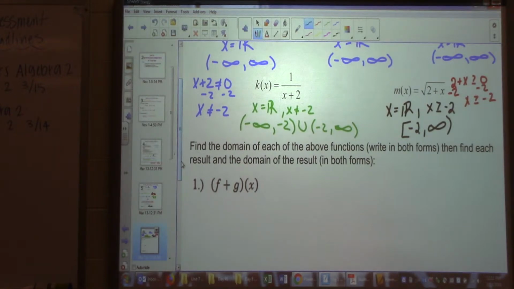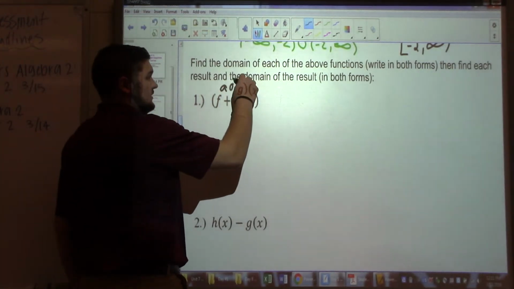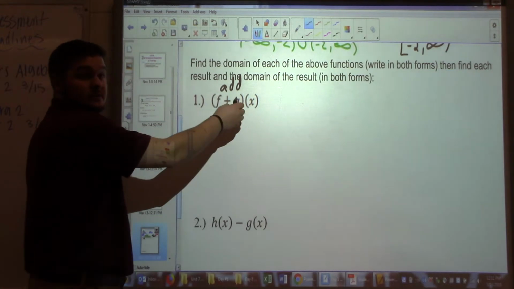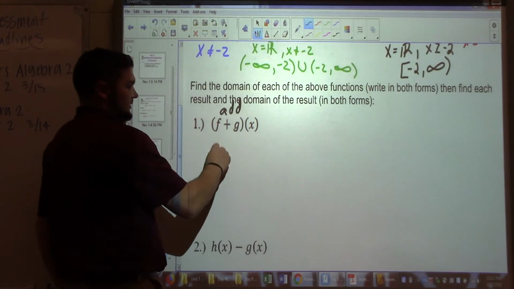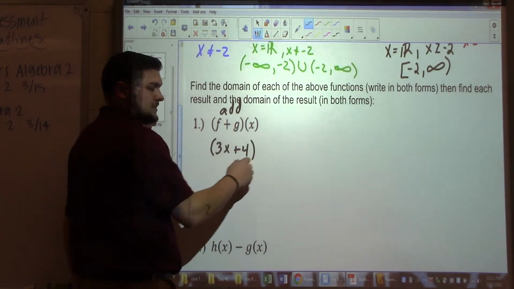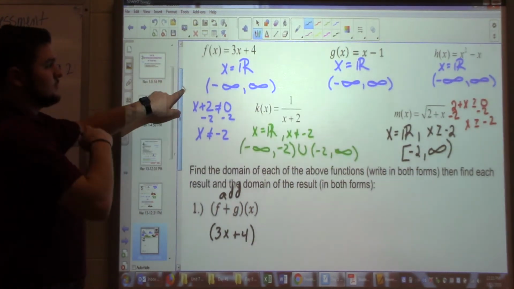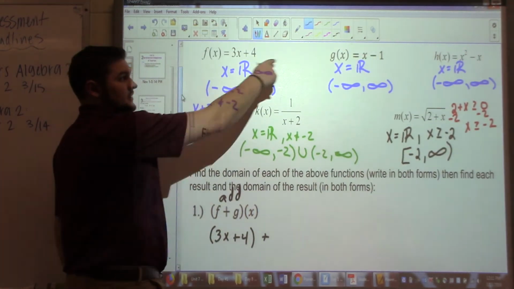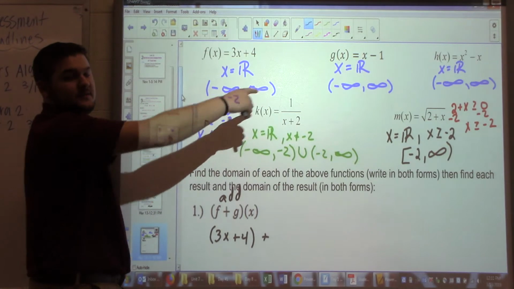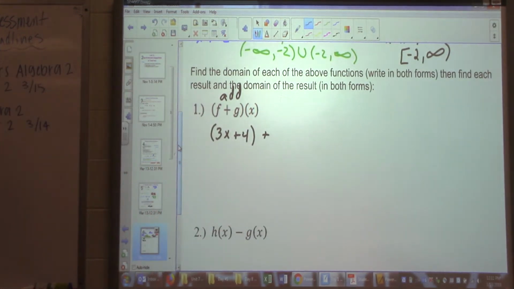Let's try some operations. The first one, I have f plus g of x. So I'm going to add the f and the g function. Well, what is f of x? We get 3x plus 4 for f of x. I'm taking the functions from up here, in case you're lost. So f of x plus my g of x function up here, which is x minus 1.